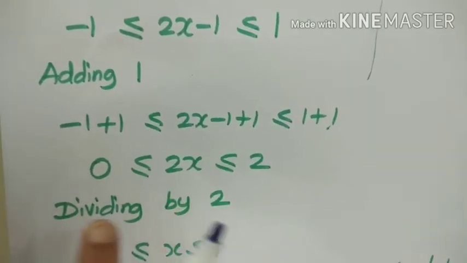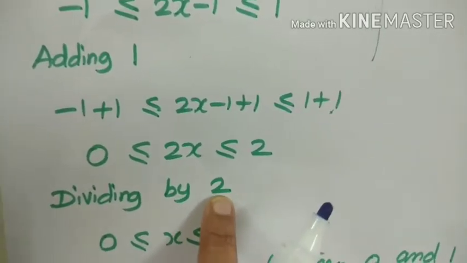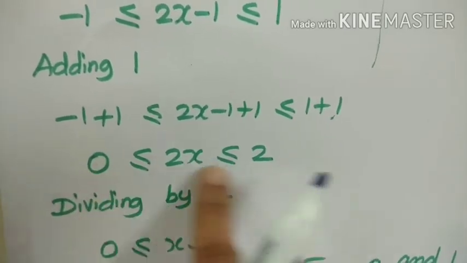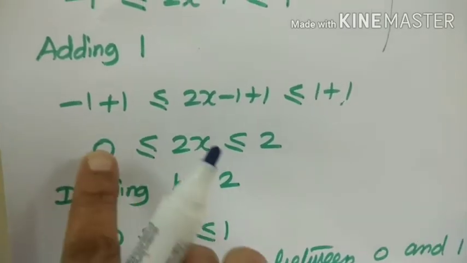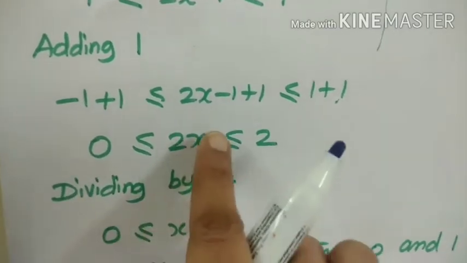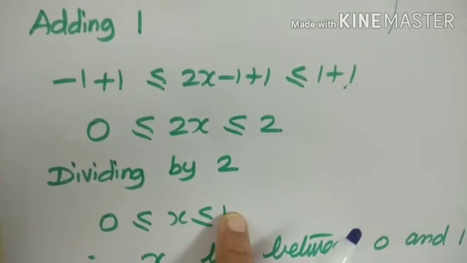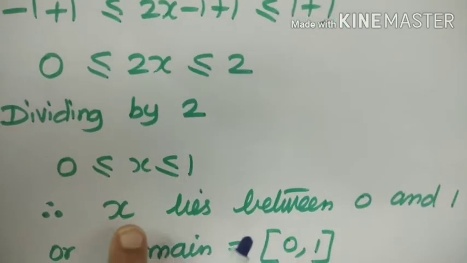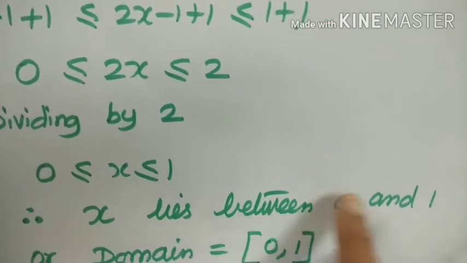See, remember, whenever we are dividing, it should be a positive number. Dividing by a positive number means the inequality is retained. So 0 as it is, 0 by 2, 2x by 2, 2 by 2. So what is the value that I get? 0 to 1. So x lies between 0 and 1.